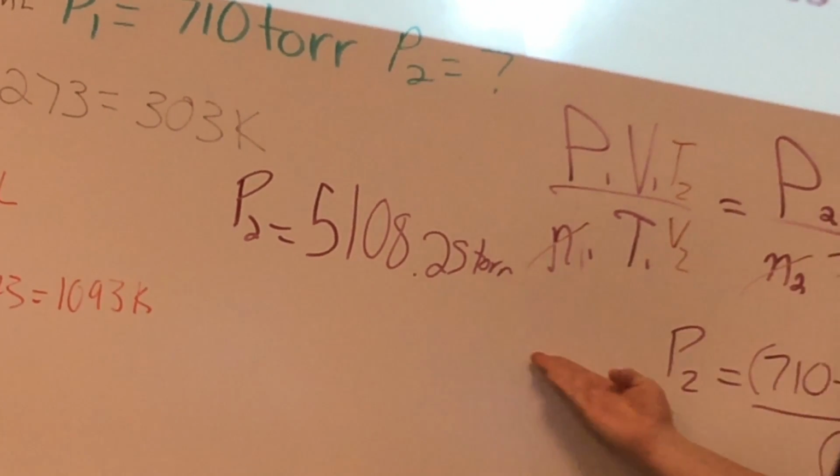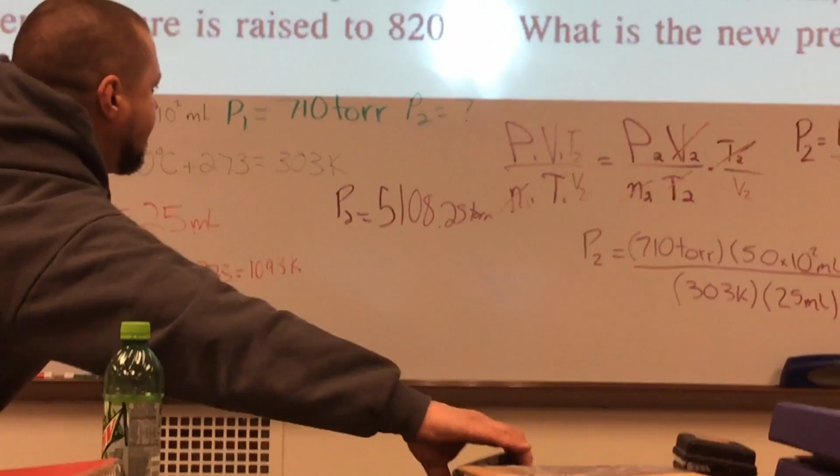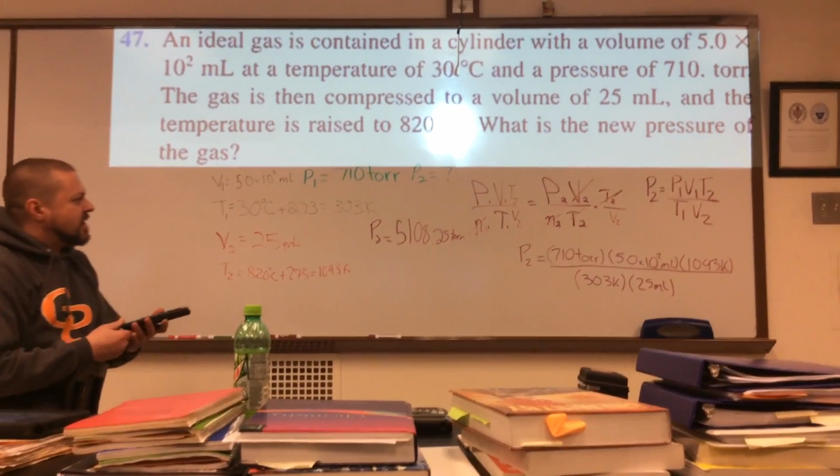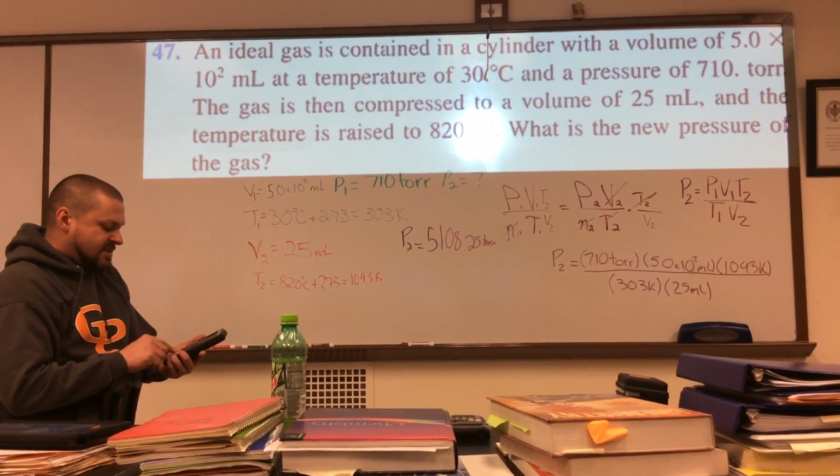5,000? Okay, I was thinking 10, but I'll trust you on that. Let's see if I get the same thing. He was getting 5,100 torr or so. So that's 710 times 500.